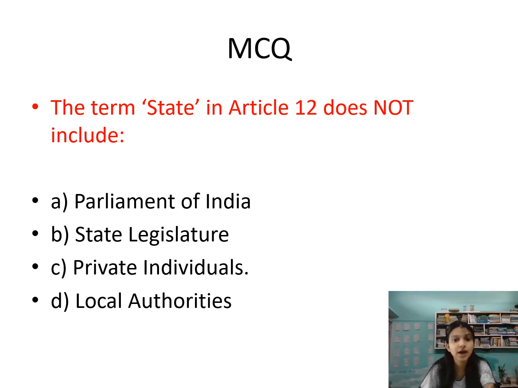The next question we have, the term state in Article 12 does not include Parliament of India, state legislature, private individuals and local authorities. So the state has many ingredients which make a thing or an organ a state. So some of the options are available here and some of the options are not. So the correct answer would be here private individuals.